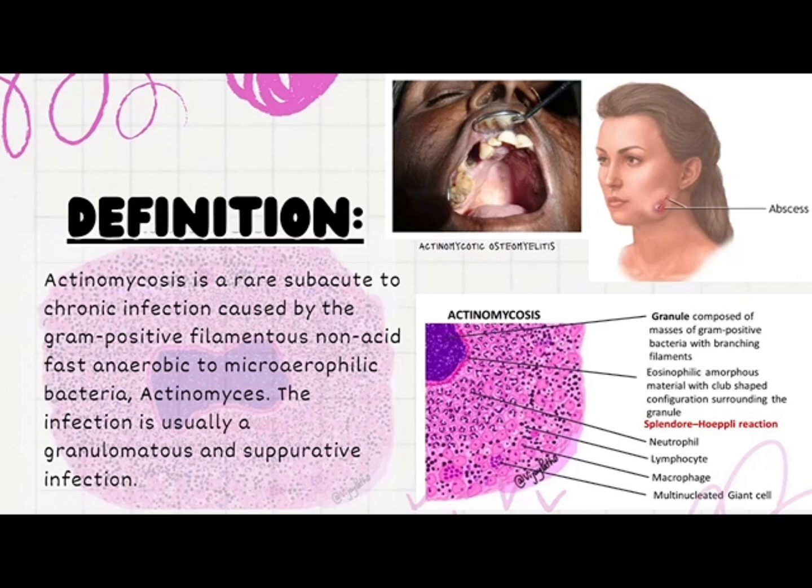Here in this picture we can see actinomycotic osteomyelitis, where the infection has spread to the maxillary bone and can reach the brain and meninges. In this further picture, there is an abscess which is draining outside the oral cavity, extraoral abscess drainage.